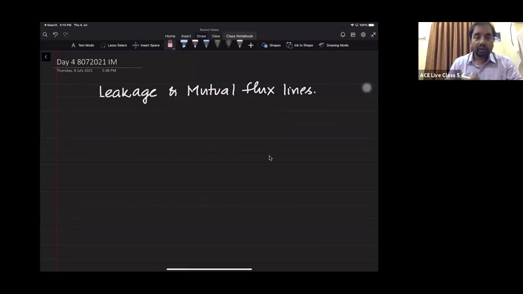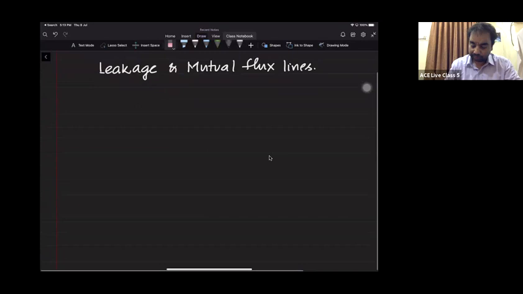So, for convenience, I consider a stator core with open slots. It is only for explaining leakage flux lines and mutual flux lines, but not to explain the advantages and disadvantages of open and other slots. After this, we'll take up the other part.